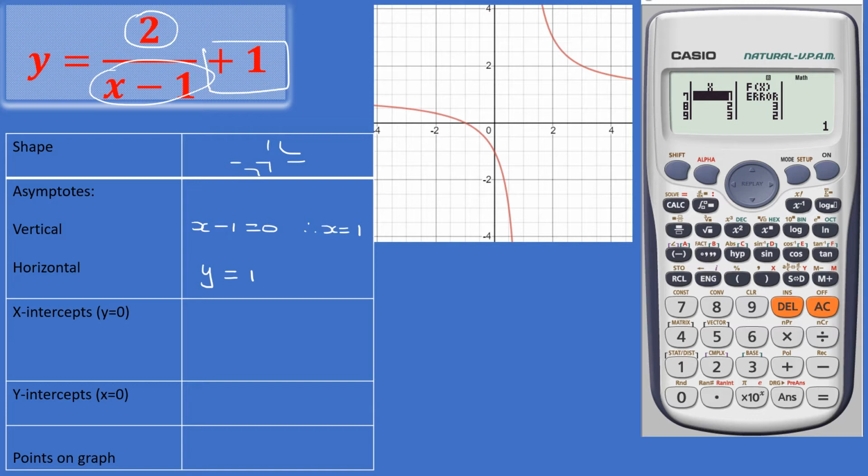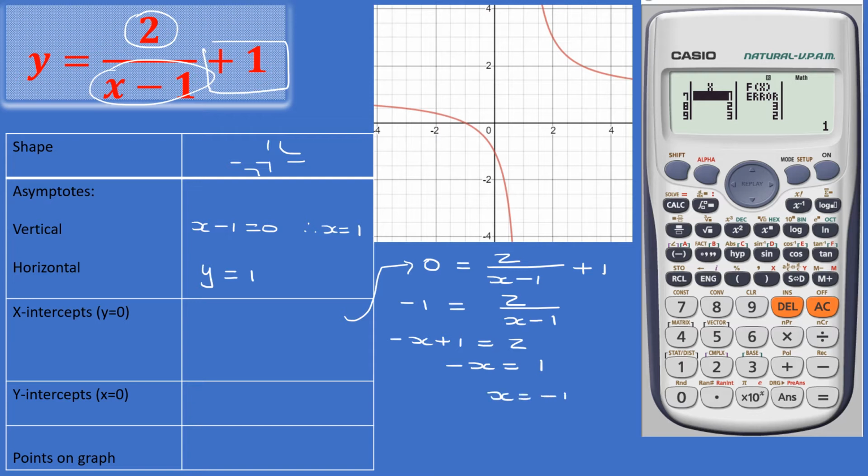To get the x-intercept, I let my y value equal to 0. I'm just going to use the space over here. So 0 equals 2 over x minus 1 plus 1. So therefore minus 1 equals 2 over x minus 1. LCD is x minus 1. So it's minus x plus 1 equals 2. So minus x equals positive 1. X is therefore negative 1. I can write it as a coordinate, so negative 1 and 0.